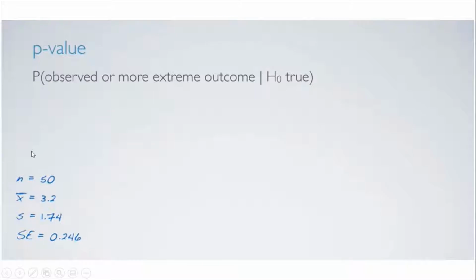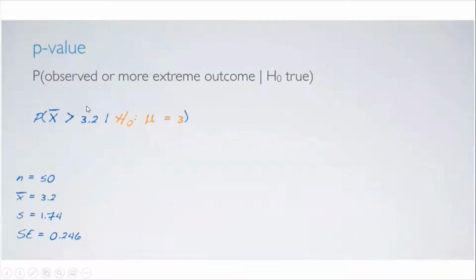Anyway, let's go on. Based on yesterday's example, we have 50 college students and the mean is 3.2. Our standard deviation is 1.74, and we calculated the standard error, which is 0.246. Now, what is our p-value?